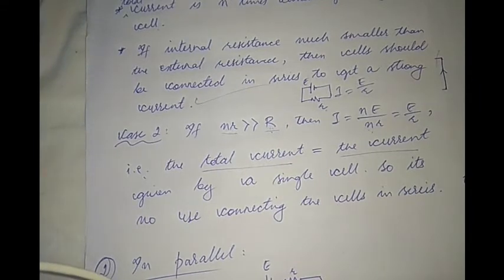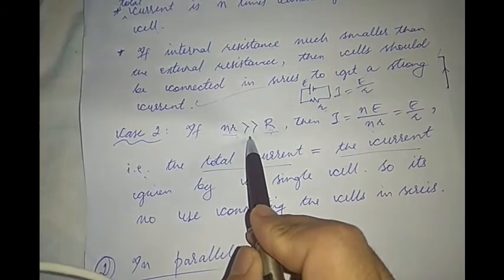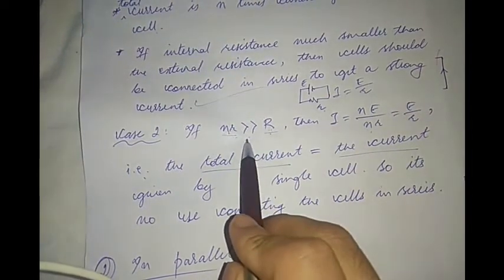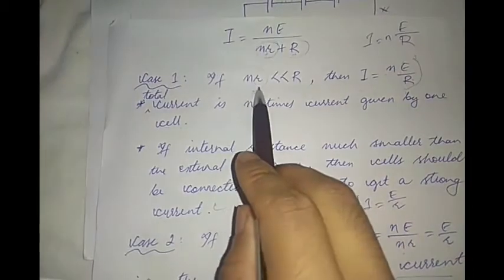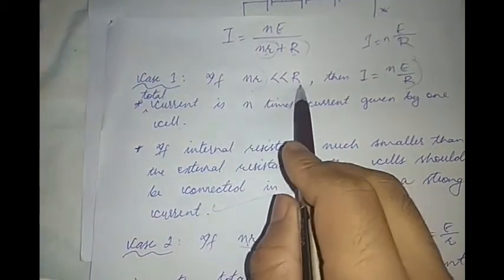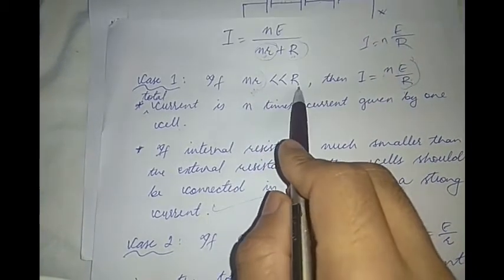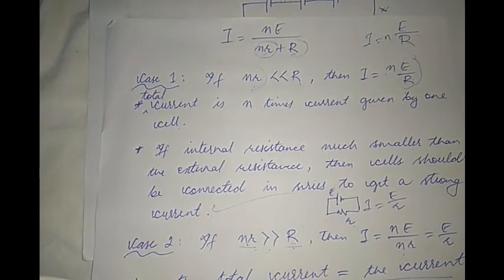It is not advised. We will see that if this is the case, it is beneficial to connect the cells in parallel in order to get a strong current. We'll see that. So only when the internal resistance is much lesser than the external resistance do we have to connect the cells in series.